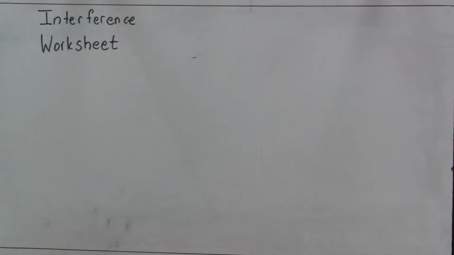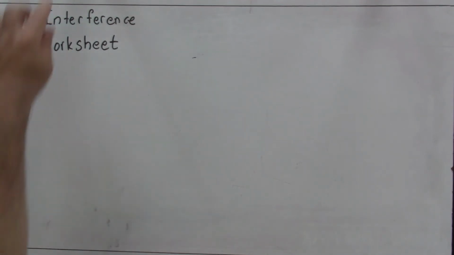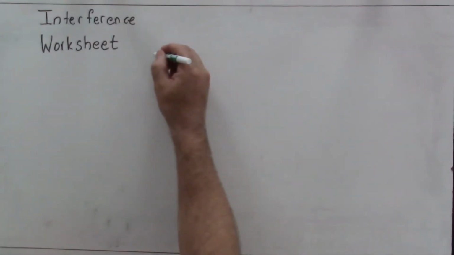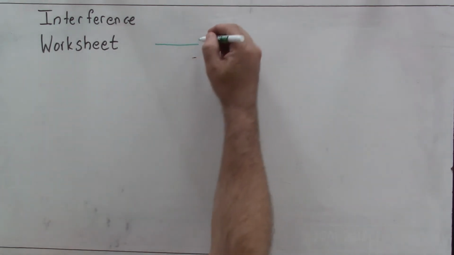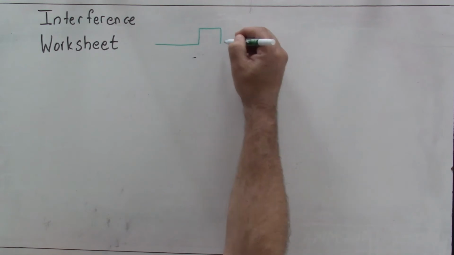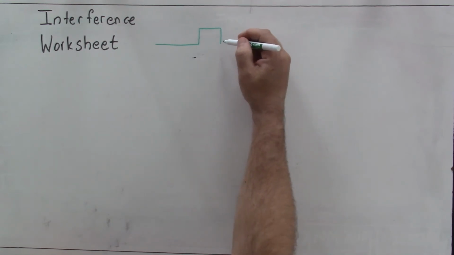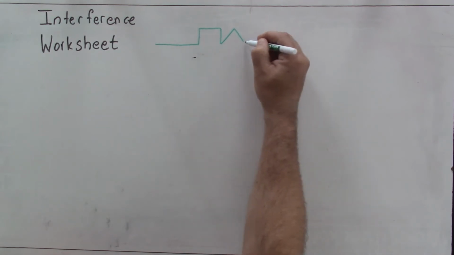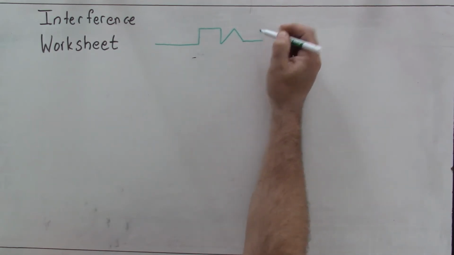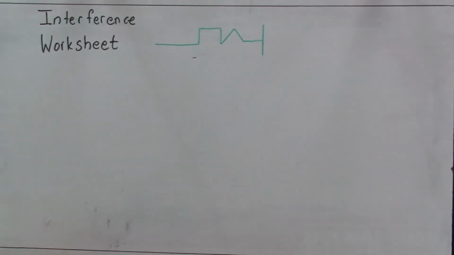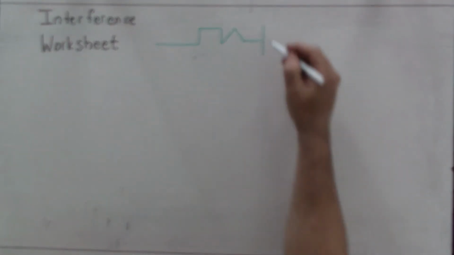Okay, let me sketch up the first one here. What we're going to have is a wave. So it's two wave pulses that are following one another. So it's a square looking wave here. And it's trailing right behind a triangular looking wave here. And what these are doing is they are traveling toward a fixed boundary.